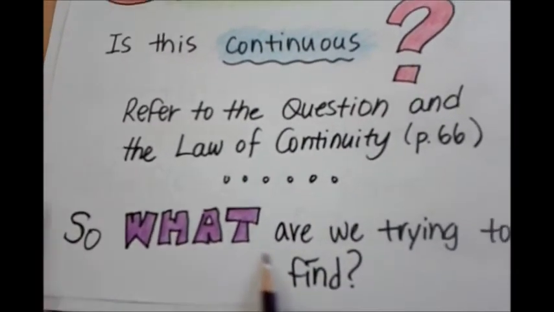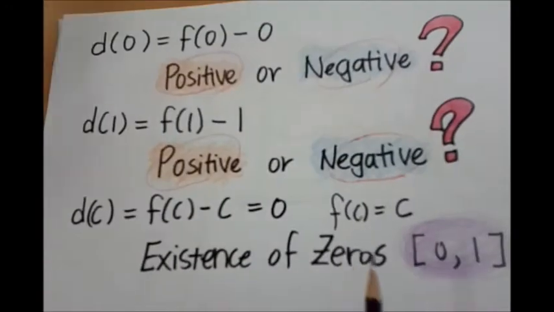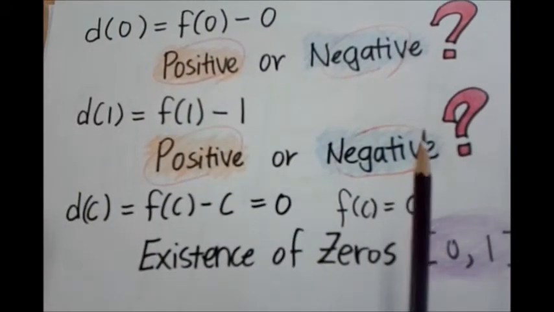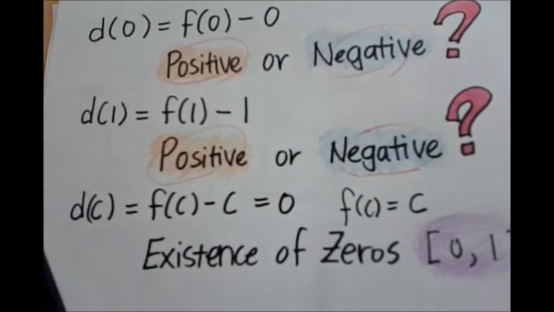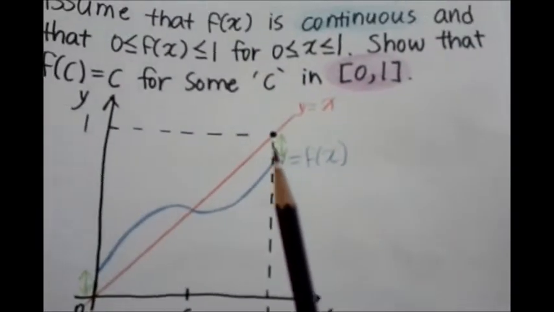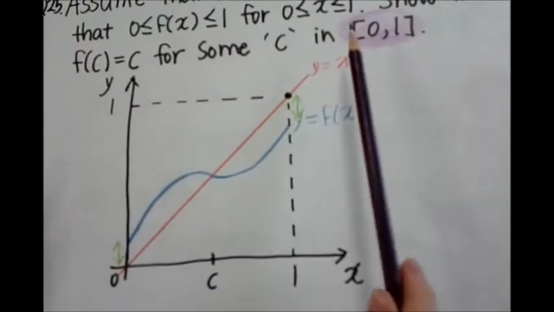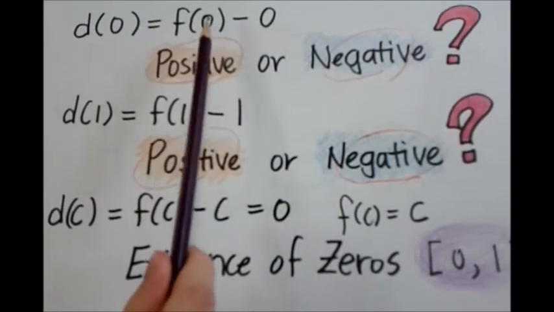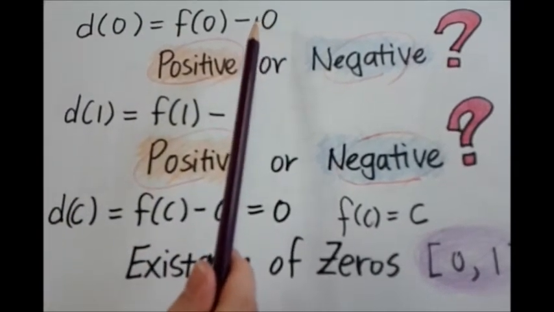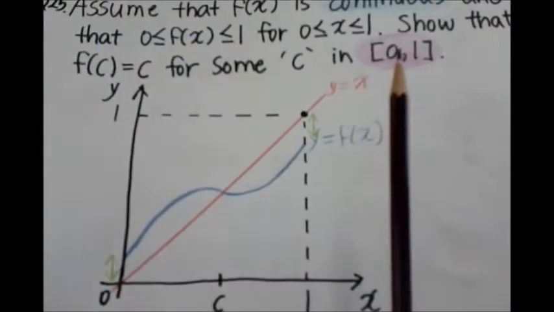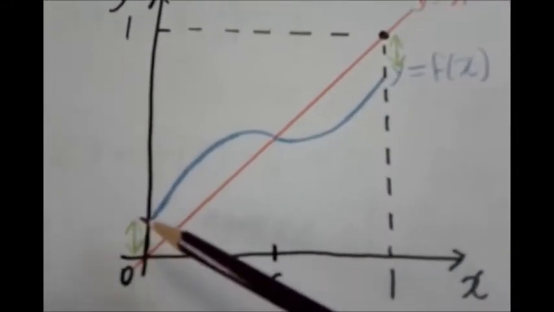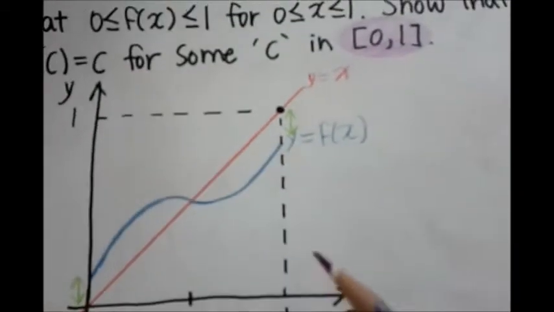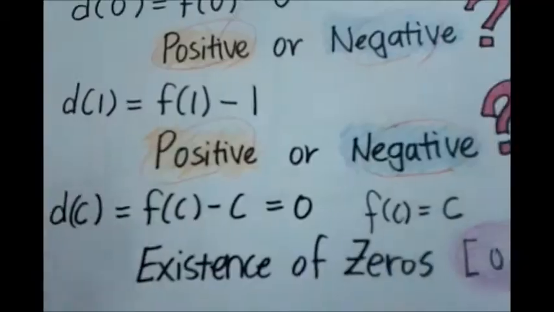True. So, what are we trying to find here? We're trying to find whether d of 0 and d of 1 are positive or negative, since 0 and 1 are the endpoint values for our x value interval, which is a closed interval from 0 to 1. So we know that d of 0 is f of 0 minus 0, according to the function's definition. And from the graph, we know that f of 0, which is larger than 0, minus 0 will be positive. True. Therefore, it is positive.